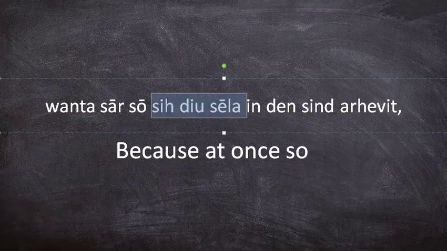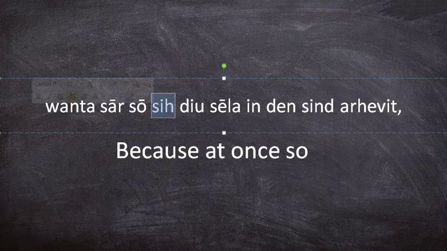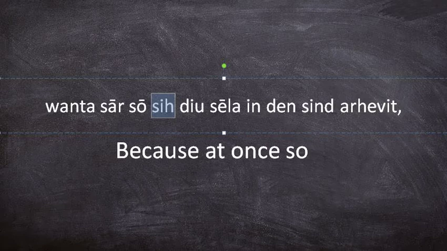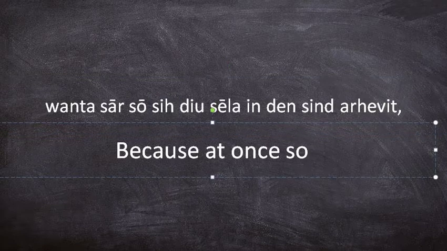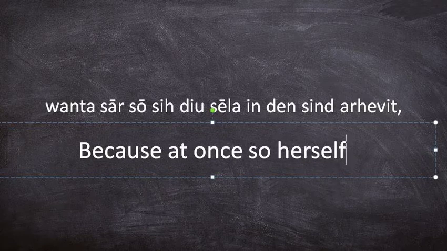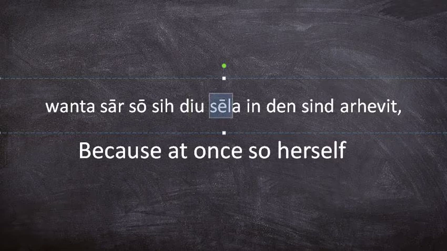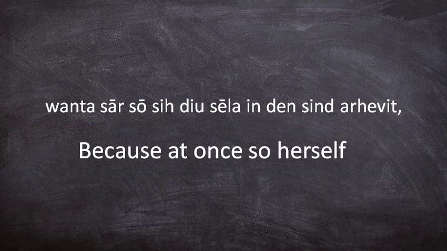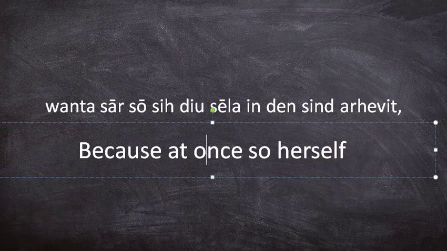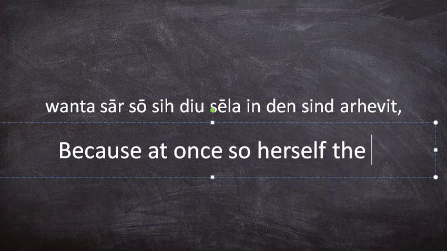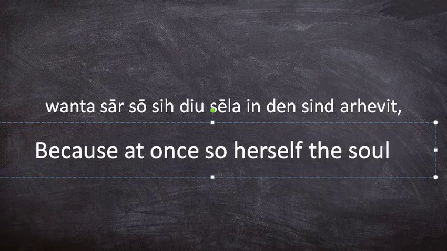Here we have something quite interesting. This is a reflexive personal pronoun, like sich in today's German. In this context, I'm going to translate it as herself, because this is a feminine noun and this is a feminine definite article in the singular, right? So because at once, so herself, meaning the soul. Yeah, this is sela.